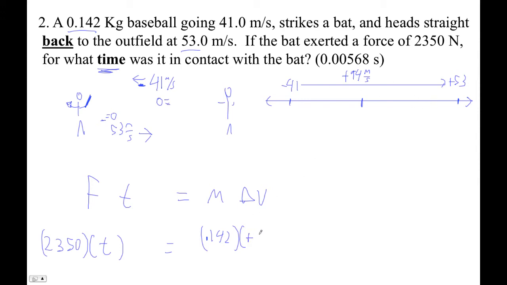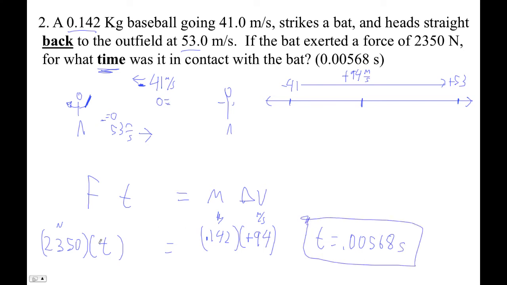So this is plus 94, and now we're set. This is newtons, this is kilograms, this is meters per second, and we're all set. We can find the time. So 0.142 times 94 divided by 2350 is 0.00568, which is 5.68 milliseconds. Wow, that's crazy.